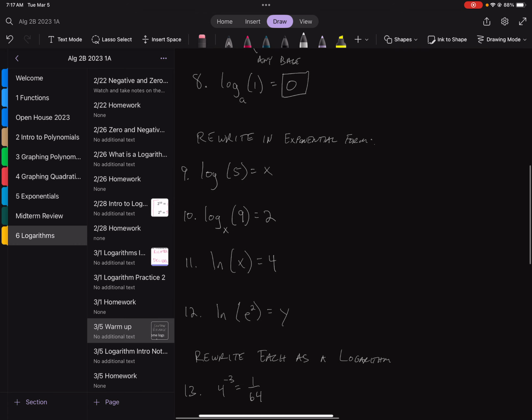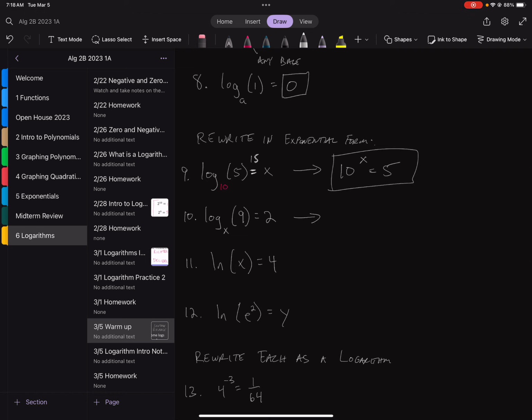All right, now the other skill we had was rewriting in exponential form. So let's take this log and rewrite it in exponential form. Remember, if there's no base on the tail of the log, we mean it to be 10. So we would say the exponent of 10 is x, because remember, a log is an exponent. So equals is like is. So it's 10 to the x equals 5. Rewrite this one, log base x. That means what is the exponent of the base x? Well, the log is the exponent, so x squared equals 9. That's how I rewrite that one.